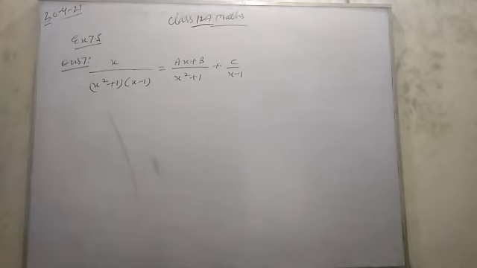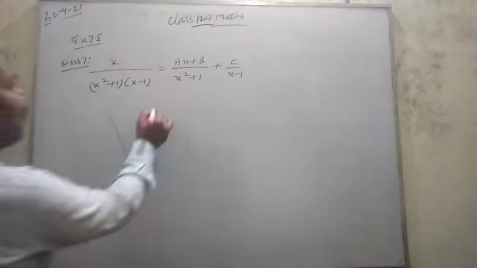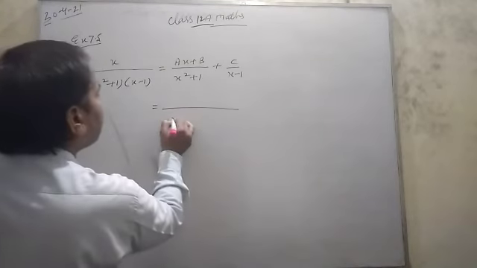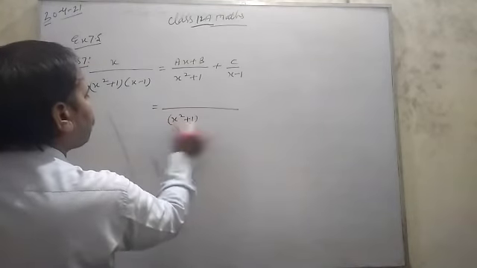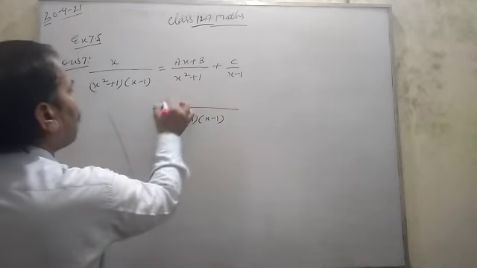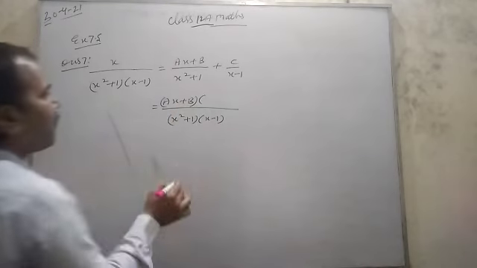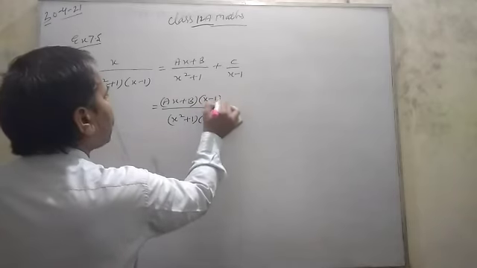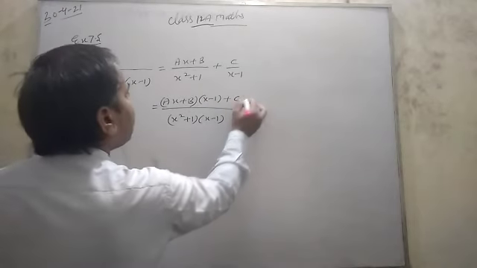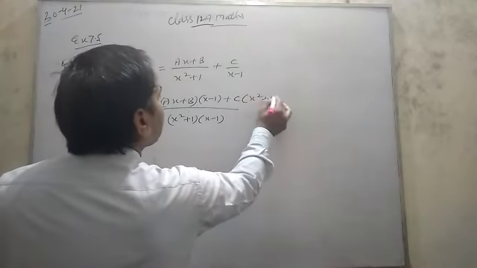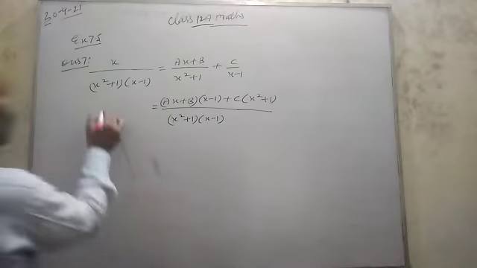Okay, then find the a, b, c values, so take LCM. So (ax plus b) in the next bracket (x minus 1), plus c in bracket (x square plus 1).